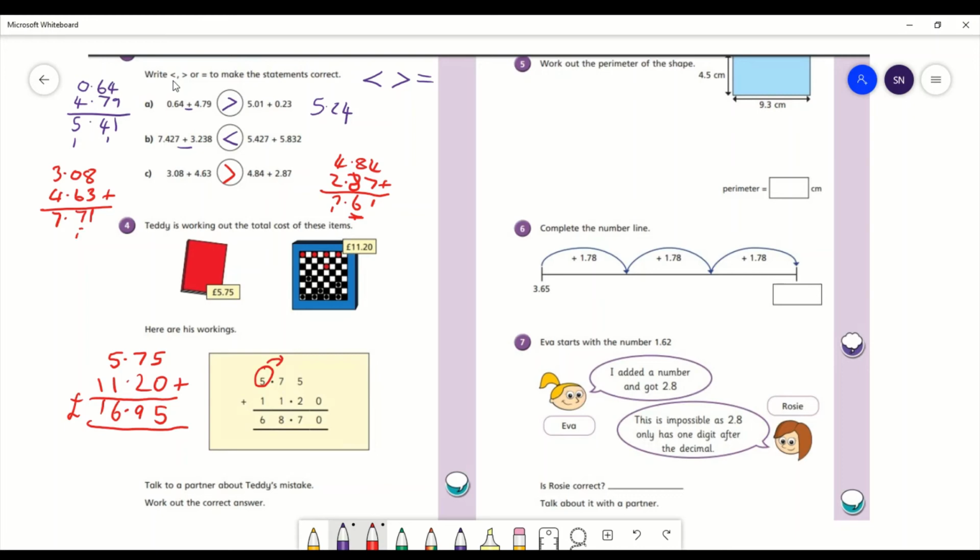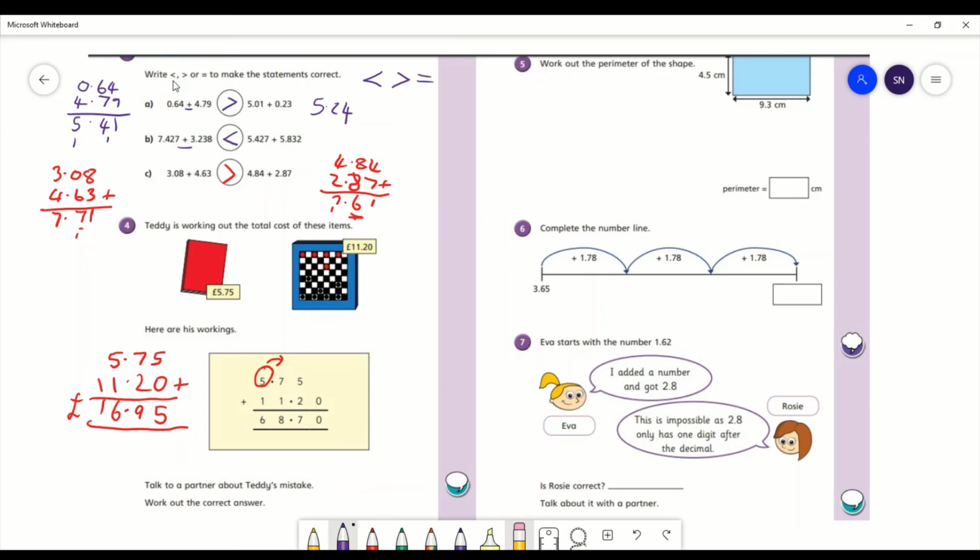Okay, let's go working out the perimeter here. Right, this is a rectangle. The shorter sides are 4.5 centimeters long, and the long sides are 19.3. So I could do it in a linear method where it's 4.5 plus 4.5 plus 9.3, but that's inefficient, so I'm going to get rid of that.